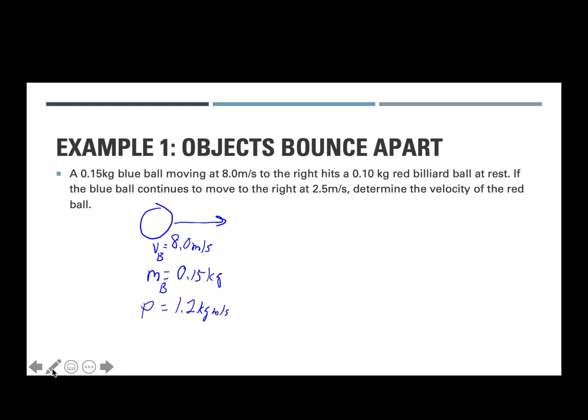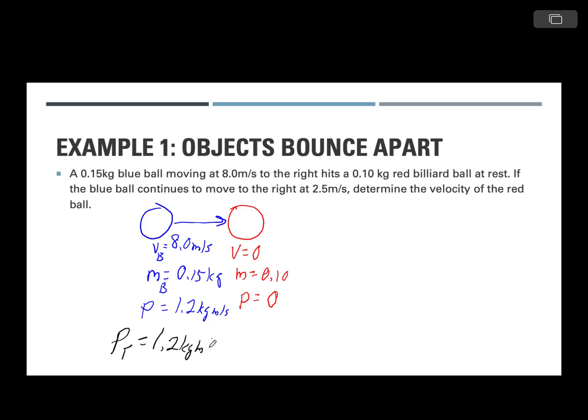Well, let's look at the red ball. Just give me 1 second here. Okay, it is struck by the blue ball, and the red ball is not moving. Now, it does have a mass of 0.10, but its momentum is going to be 0, which will mean the total momentum will be easy to find. So the total momentum is just going to be 1.2 kilograms meters per second.